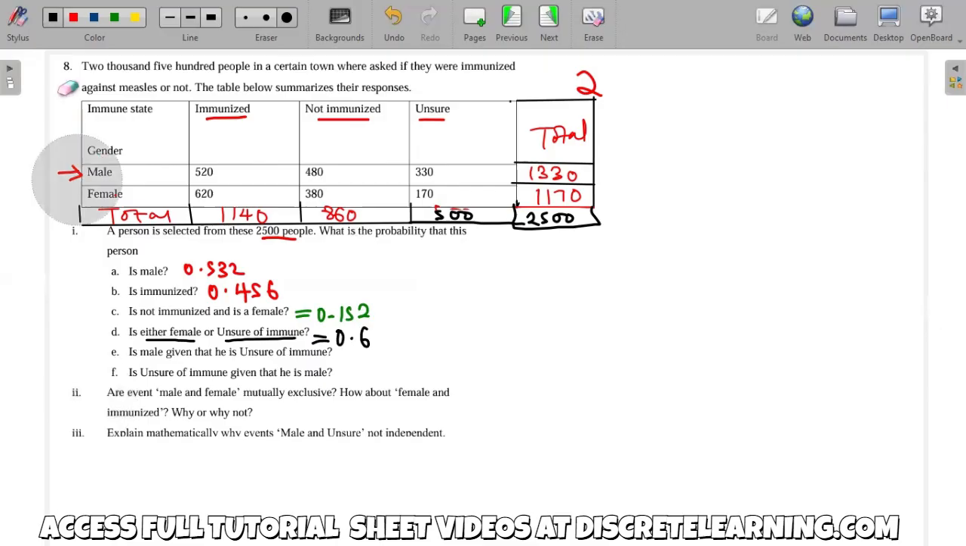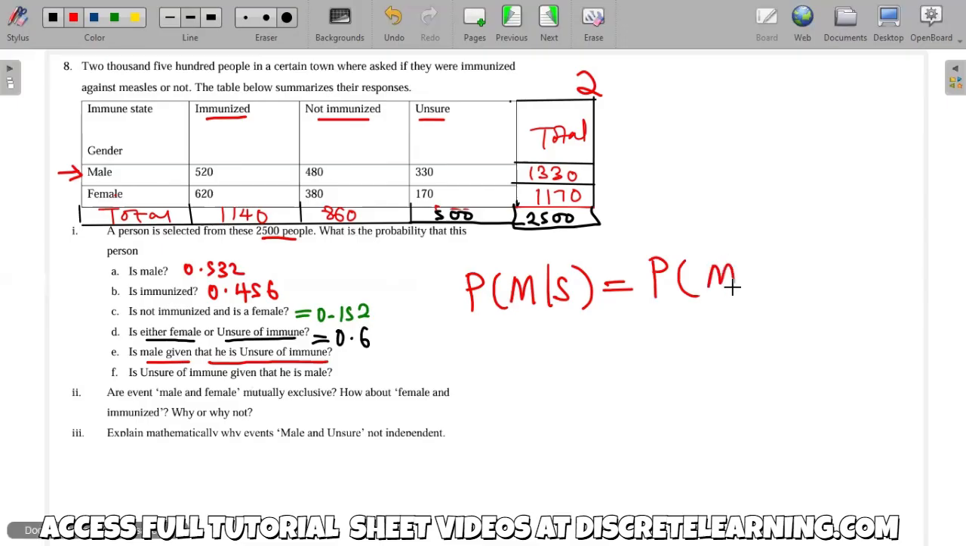So the next one, they're saying, find the probability that the person is male given that he is unsure. So this is the probability of male given that he is unsure. By definition, it's just the probability of M intersection S, divided by the probability of what? S.